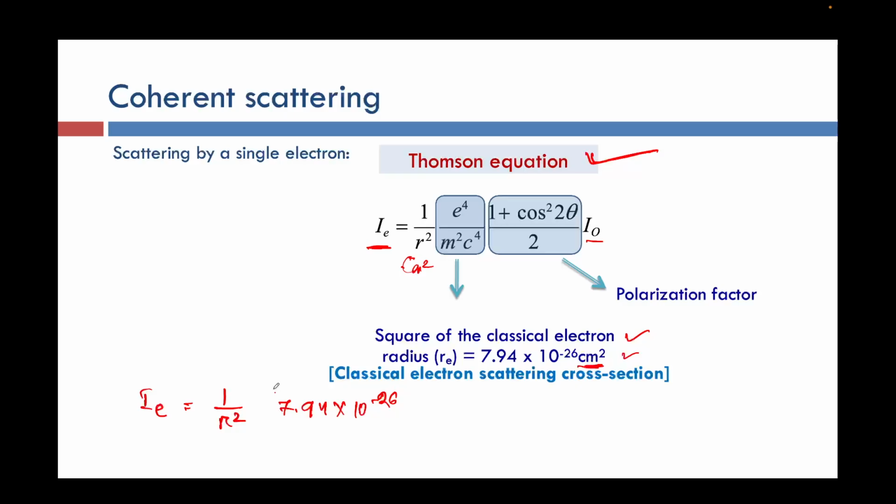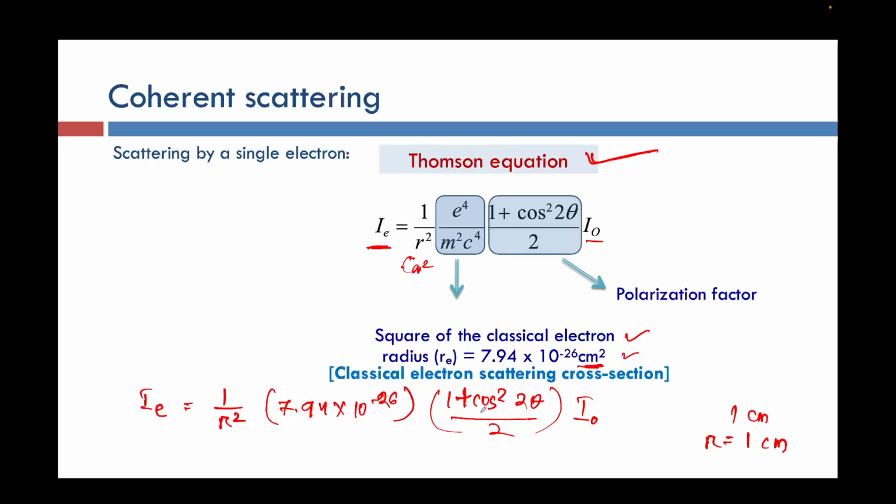So now let's say I am putting this value, (1 + cos² 2θ)/2, into I naught. Now one interesting thing to observe here. Let's say my distance where I am calculating the intensity is 1 centimeter. I am putting a numerical value into this expression, where I am calculating the intensity due to coherent scattering. That means my r is equal to 1 centimeter. And for this expression, cos² 2θ, how much can the maximum value be?